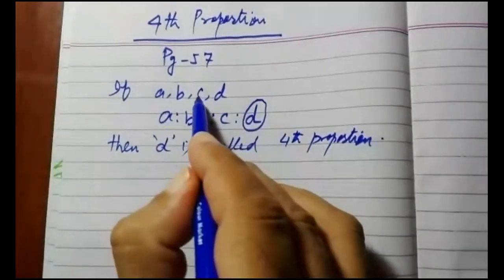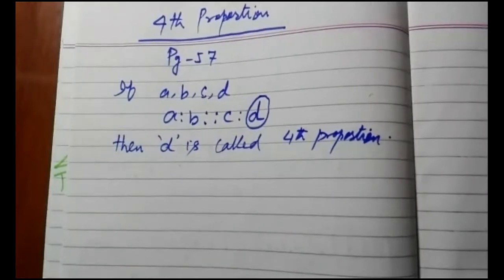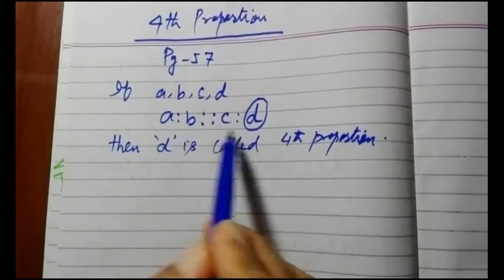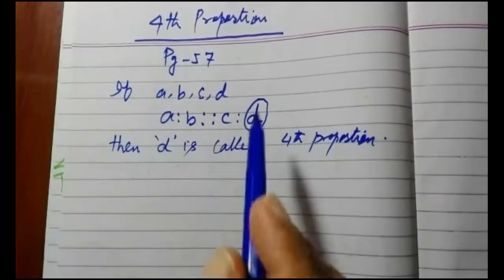The difference from last day's third proportion and fourth proportion is that for third proportion there should be three values to find it. For fourth proportion there should be four values A, B, C, D, and then you arrange them in this specific order. Then the last one is called the fourth proportion. So this is the definition.